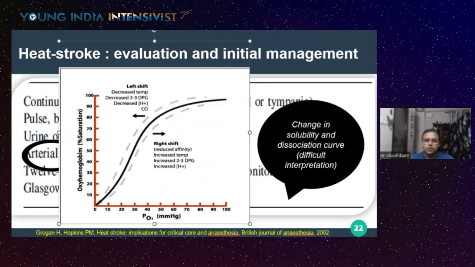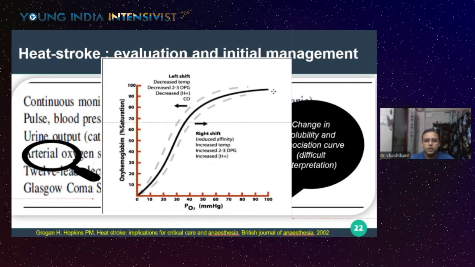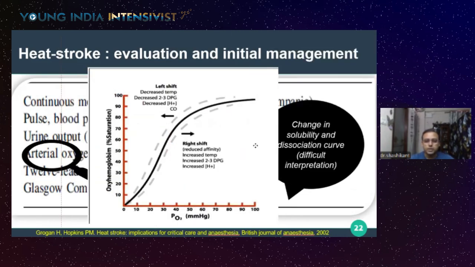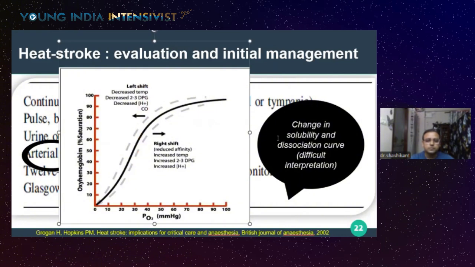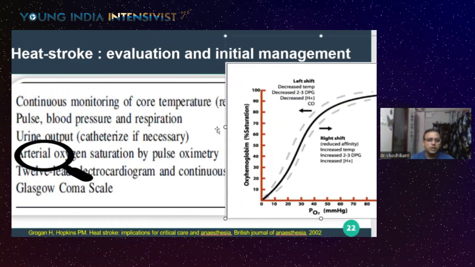Again, we need to have continuous monitoring of core temperature, continuous monitoring of cardiovascular, respiratory, renal and CNS systems. We need to monitor the oxygen saturation by using a pulse oximeter.